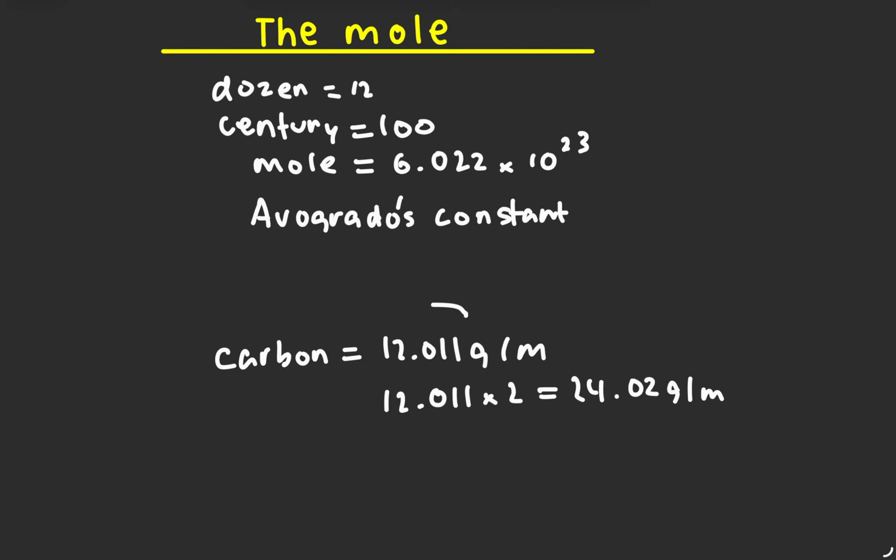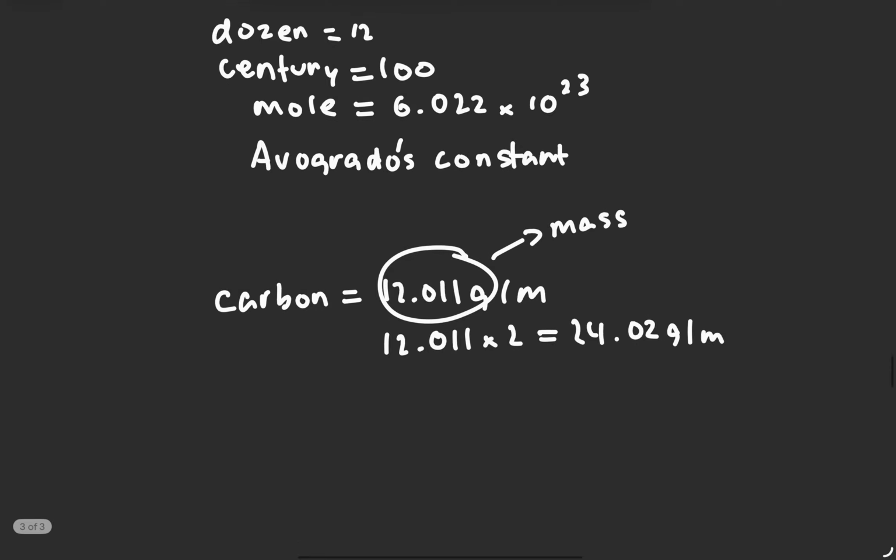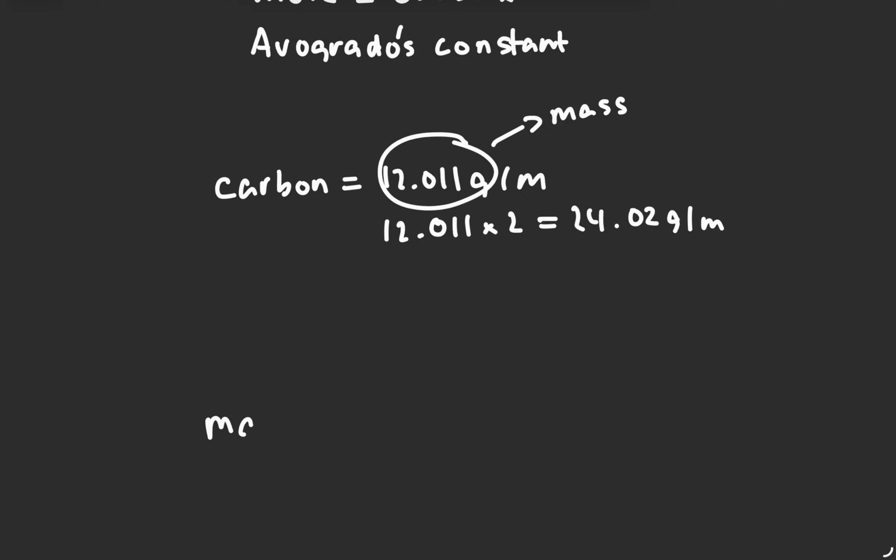However, the mass actually stays the same. So that's the difference between molar mass and mass. The mass stays the same, but the molar mass takes into account the amount of atoms you have of each element. So in chemistry, we can convert between mass, moles, and atoms.